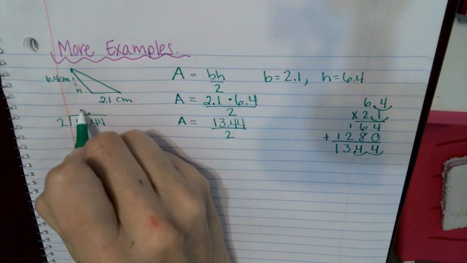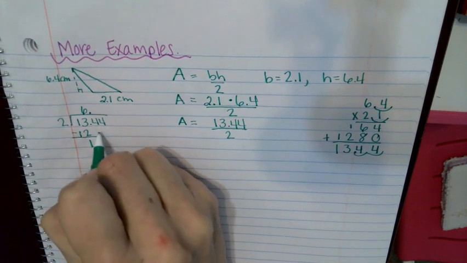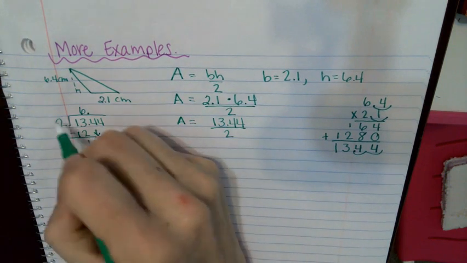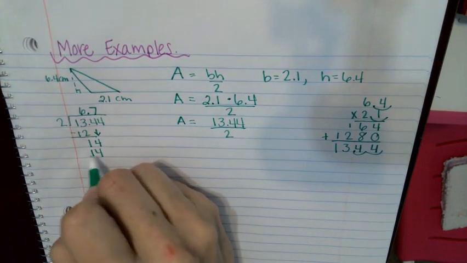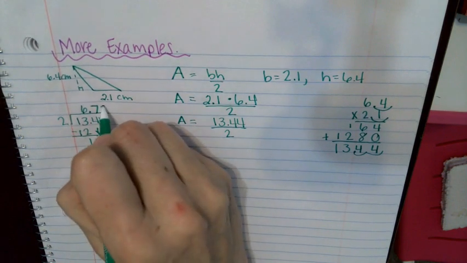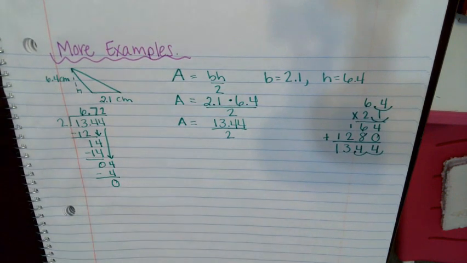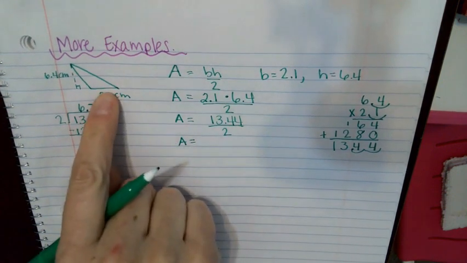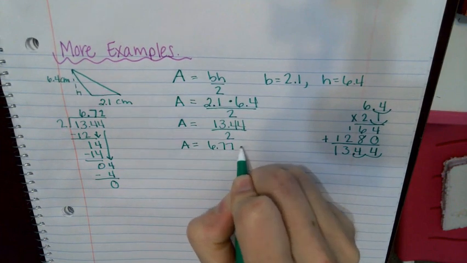2 goes into 13 6 times, which is 12. Subtract and get 1. Bring down the 4. Don't worry about the decimal because remember we kicked it up. 2 goes into 14 7 times, so 7 goes on the top. 7 times 2 is 14. Subtract and get 0. Bring down the 4. 2 goes into 4 2 times. 2 times 2 is 4. Subtract and get 0. Okay, so that means the area of this triangle is 6 77 hundredths centimeters.